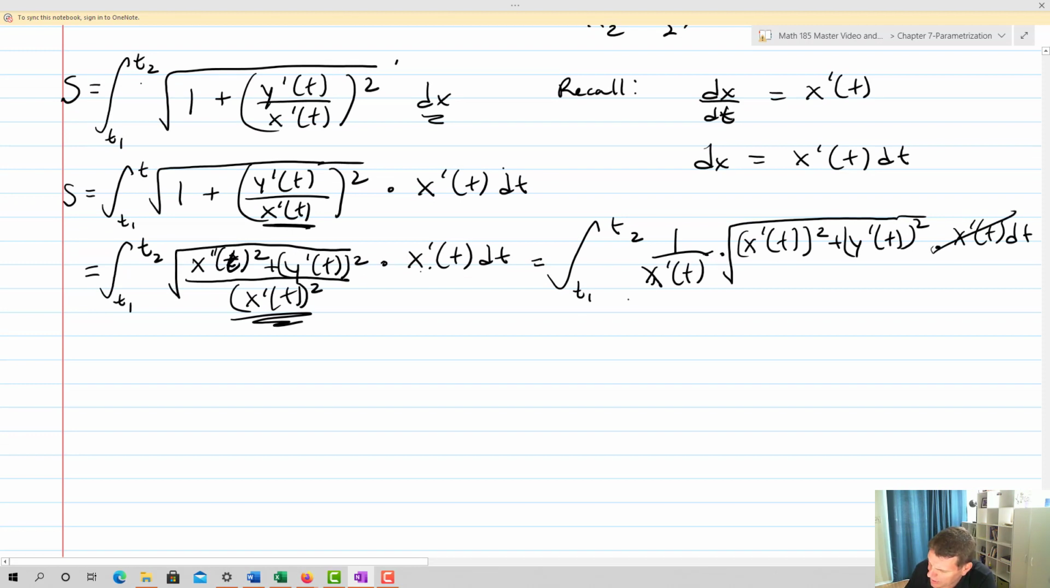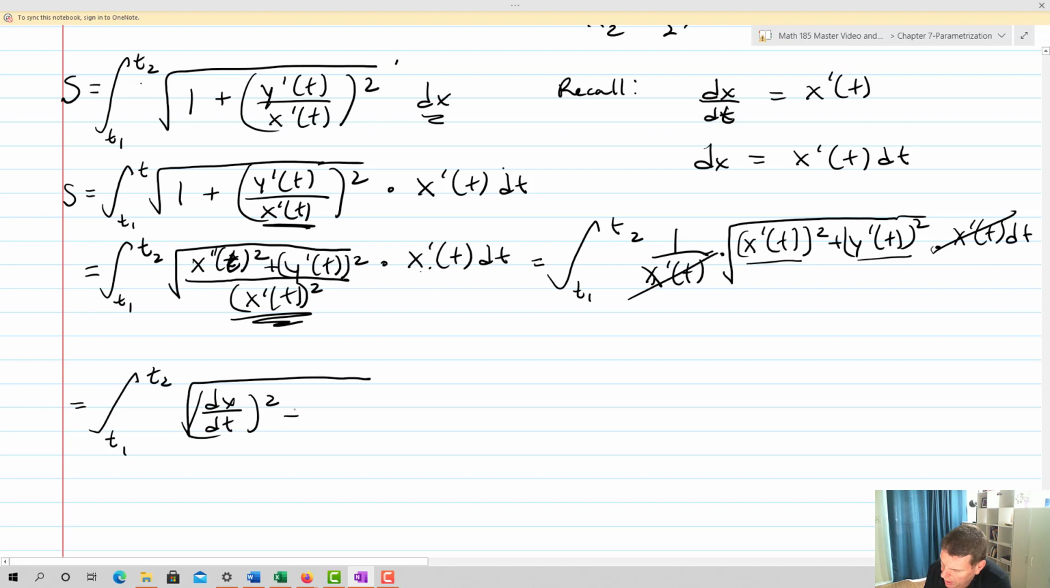Well, the x prime of t is going to cancel out, and I'm going to rewrite x prime of t and y prime of t as dx/dt and dy/dt in Leibniz notation. So this is now going to equal the integral from t1 to t2 of the square root of (dx/dt) squared plus (dy/dt) squared, dt. And that is the integral for our arc length. So our arc length is going to be the integral from t1 to t2 of the square root of (dx/dt) squared plus (dy/dt) squared, dt.